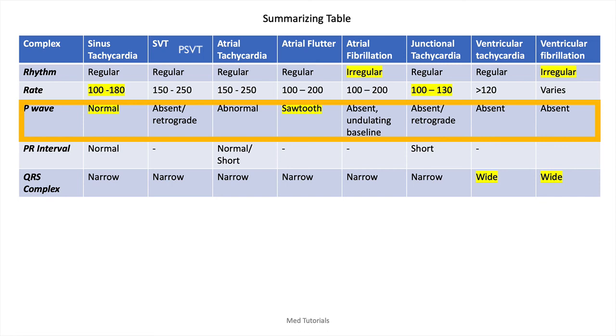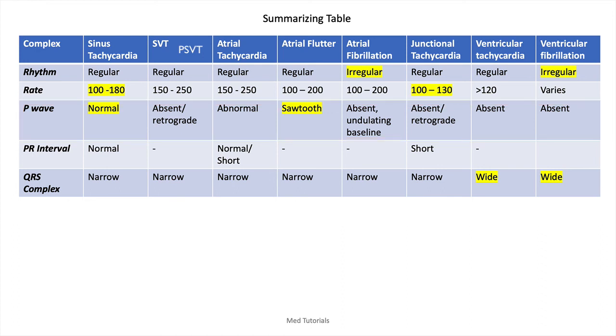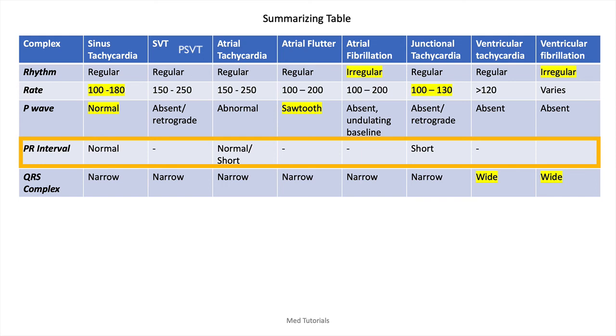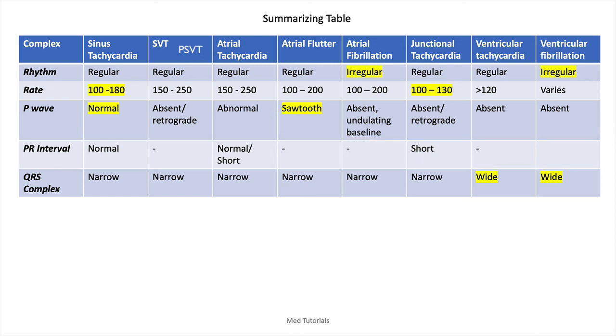But in many of the arrhythmias like PSVT and ventricular tachycardias, you might not get any P waves at all. The PR interval, again, if there's no P wave, there's no PR interval. And in sinus tachycardia, very important that the PR interval will be normal. Junctional tachycardia, you might have retrograde P waves with a short PR interval.